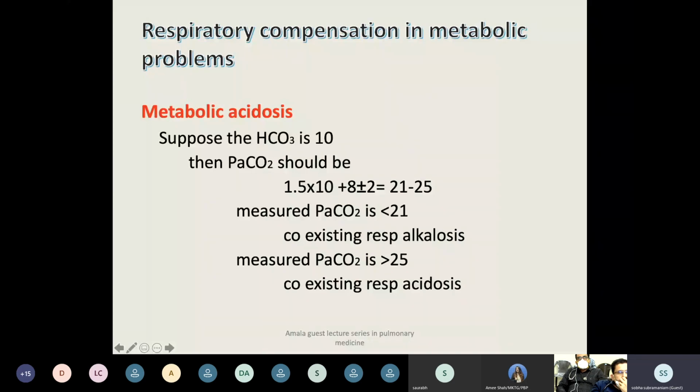If the measured PaCO2 is less than 21, that means there is associated respiratory alkalosis in addition to the metabolic acidosis. If the PaCO2 is more than 25, that means the PaCO2 is up because of a coexisting respiratory acidosis. So that is how you analyze the respiratory compensation. If the PaCO2 is between 21 and 25, it is adequate compensation for metabolic acidosis. If it is less than 21, it is respiratory alkalosis. If it is more than 25, there is associated respiratory acidosis.